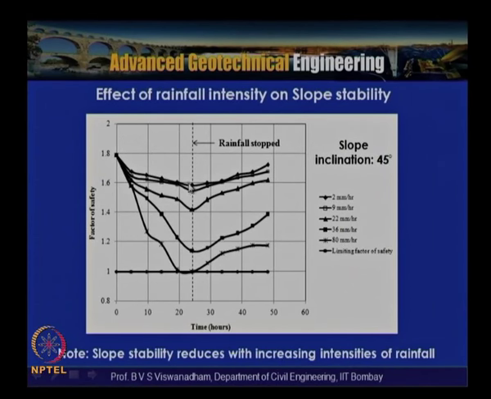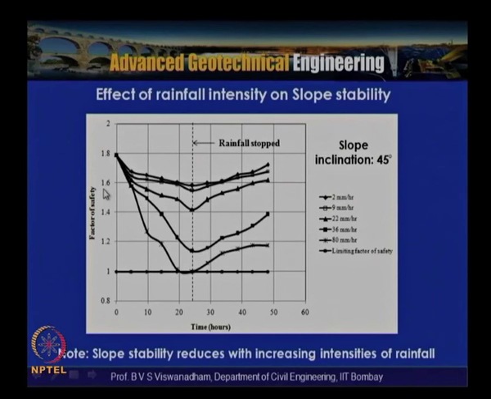But for the same slope with an increase in the rainfall intensity, let us say 36 mm per hour, the factor of safety at the beginning of the rainfall is say 1.8, and at the end of the rainfall it is reduced to about 1.15 or so.